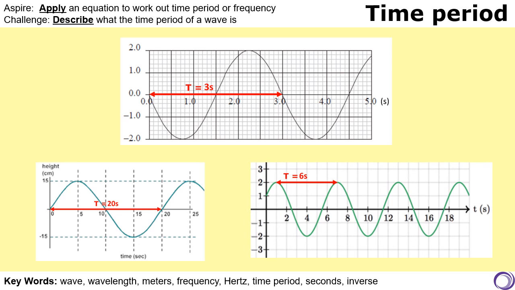Working out time periods is as simple as labeling 1 full wave cycle and just using your time scale on the x-axis to find how long it takes for that 1 full wave cycle to pass a particular point.